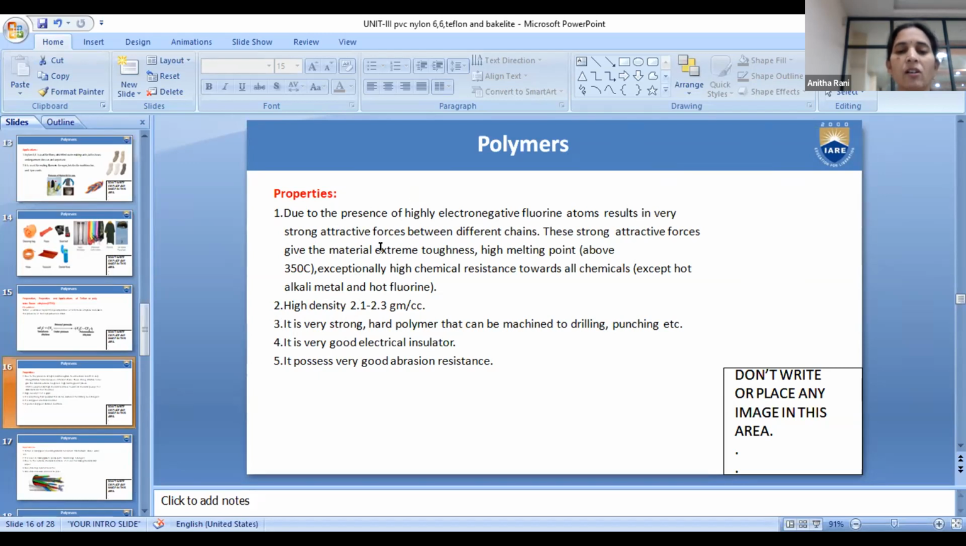First, you write it has a high melting point, 350 degrees centigrade. Because of the presence of highly electronegative fluorine atoms, it becomes a very tough material, and it is resistant to all chemicals except hot fluorine. It has high density; you can write the density 2.1 to 2.3 gram per centimeter cube. It is a strong and hard polymer, so it can be machined, drilling, punching and all. And it possesses very good electrical insulating property and very good abrasion resistance. So these are the properties of Teflon.